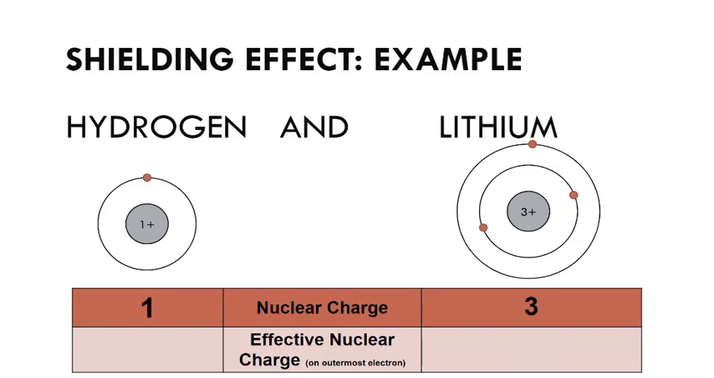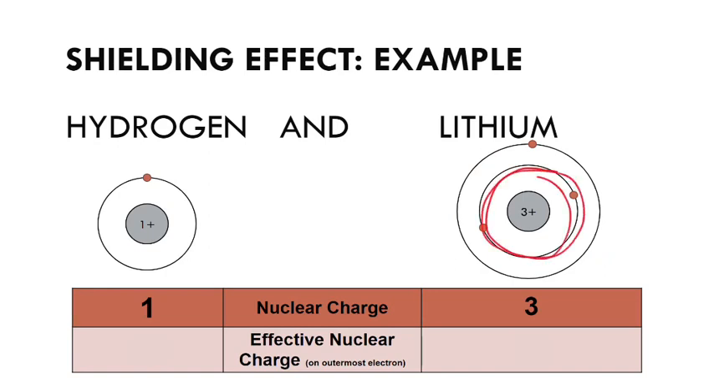It's not in your packet, but I wanted to just compare 2 simple atoms, hydrogen and lithium, and they are right by each other. Hydrogen is right above lithium in the periodic table. Hydrogen's element 1, so it has 1 proton and 1 electron just to start with. Lithium has 3 protons and 3 electrons. But because lithium has 2 electrons in this inner first energy level, that's their 1s2 electrons, and then they have the 2s1.